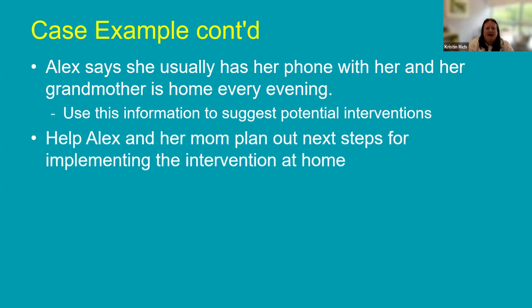So what you're going to try to do is help Alex and her mom plan out next steps for implementing that intervention. So say Alex says that she wants to set an alarm on her phone. Say, okay, when are you guys going to do this? When's a good time? Is your phone always going to be charged? What's a backup if your phone is dead? Those kinds of things. So just helping them anticipate, and that's going to help them be more successful of following through.